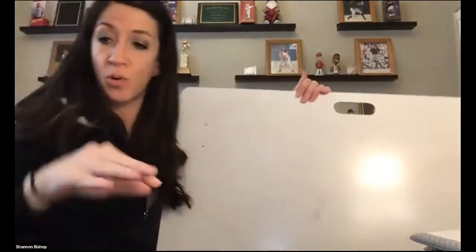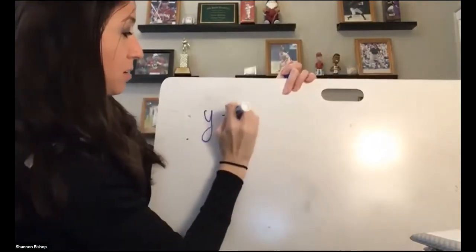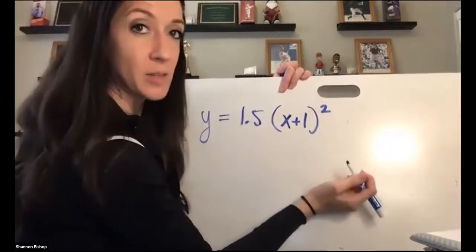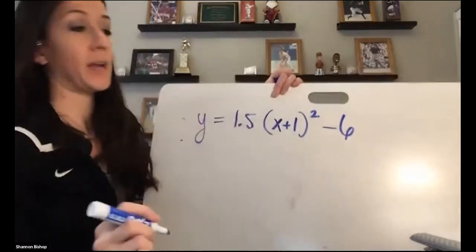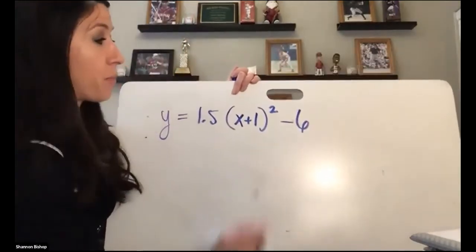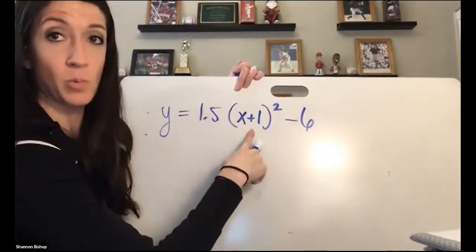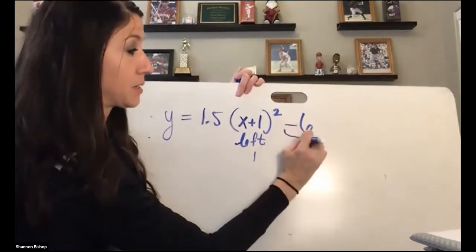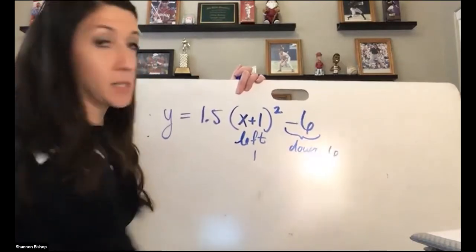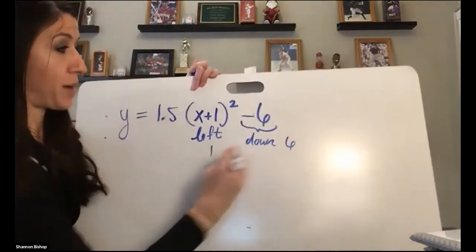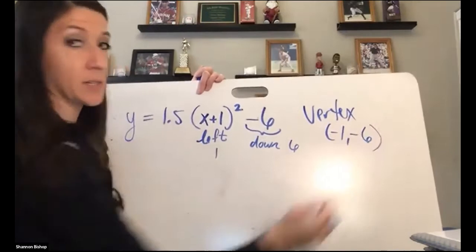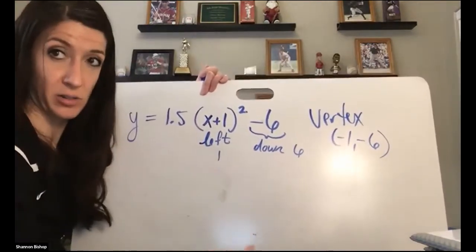Okay. So the vertex form, let me just remember what that one was. It was 1.5 parentheses x plus 1 quantity squared minus 6. Okay, so again, why do we like vertex form? Because it's transformations. +1 means to the left 1, -6 means down 6. And now I know that my vertex is at -1 comma -6. Yay. That's why we like vertex form.